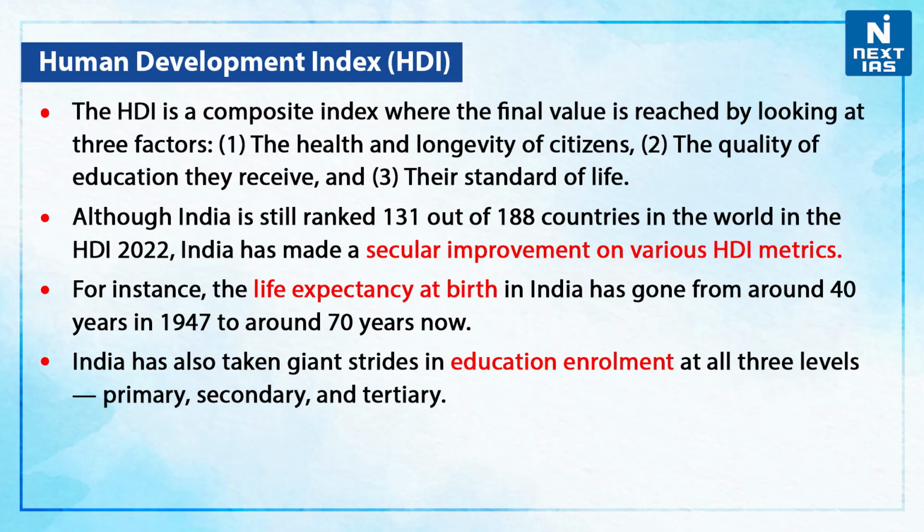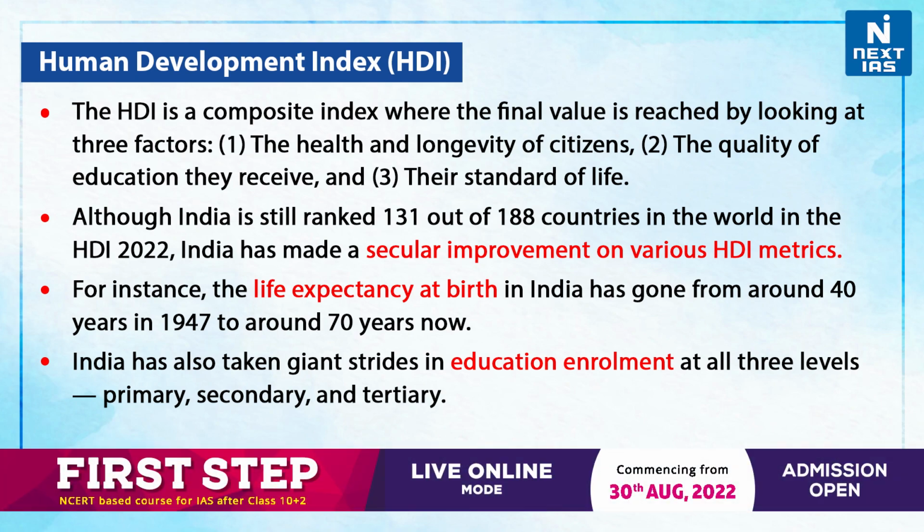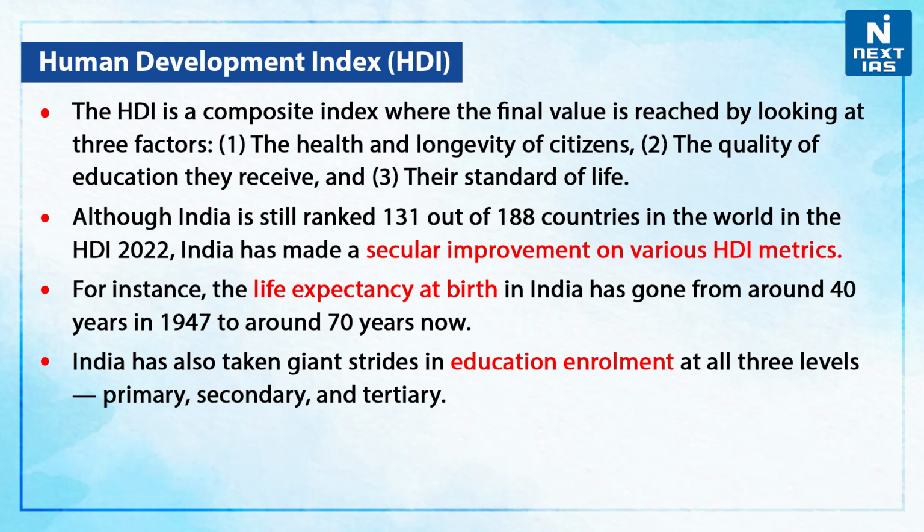Now let us talk about the Human Development Index. The HDI is a composite index where the final value is reached by looking at 3 factors. The first one is health and longevity of citizens. Second, the quality of education they receive. And third, their standard of life. Although India is still ranked 131 out of 188 countries in the world in the Human Development Index 2022, India has made a secular improvement on various HDI metrics.